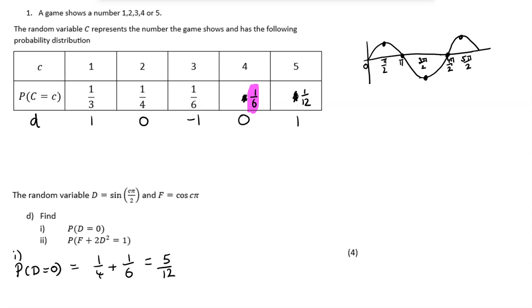Okay, now let's look at part 2. Find the probability that F plus 2D squared equals 1. Okay, this looks a little bit more challenging. So let's look at what F is. F is cos of C pi.